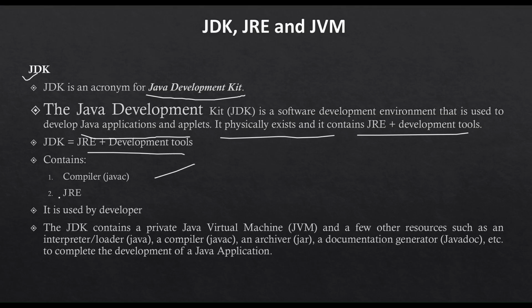JDK contains the compiler and JVM. The JDK contains a private Java virtual machine and a few resources such as an interpreter, class loader and so on. For now we will skip that, because what we have understood is sufficient. Let's revise. JDK is the Java Development Kit where Java applications are developed, and it contains JRE and some development tools. What are the development tools? Compiler and some other tools.